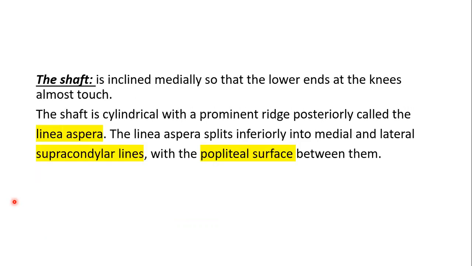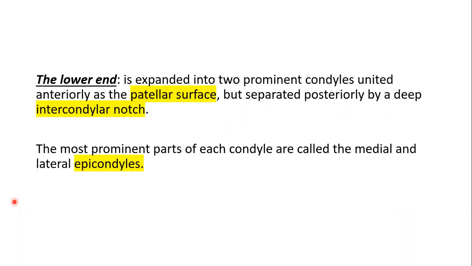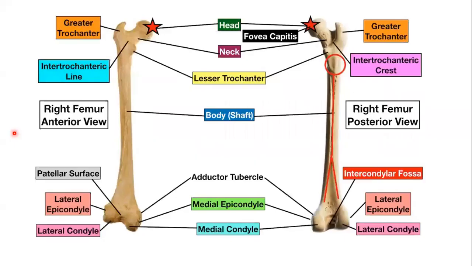crest. The shaft is inclined medially so that the lower ends at the knees almost touch. The shaft is cylindrical with a prominent ridge posteriorly called the linea aspera. The linea aspera splits inferiorly into medial and lateral supracondylar lines with the popliteal surface between them. The lower end is expanded into two prominent condyles united anteriorly as the patellar surface. So you have the patellar surface anteriorly, but separated posteriorly by a deep intercondylar notch. The most prominent parts of each condyle are called the medial and lateral epicondyles.